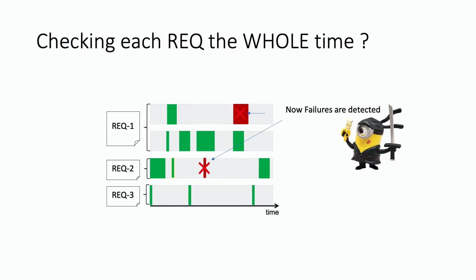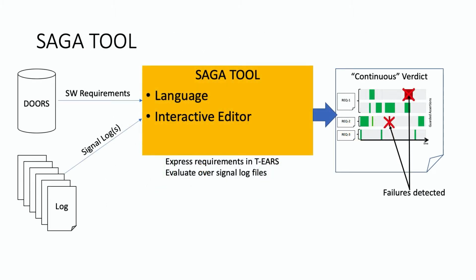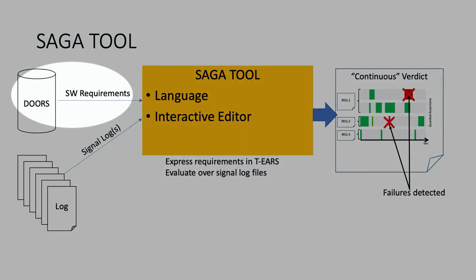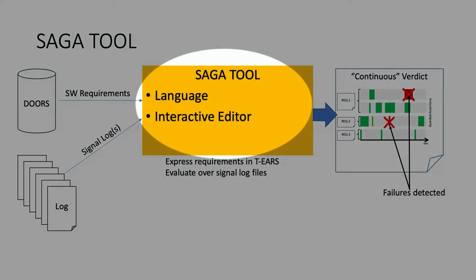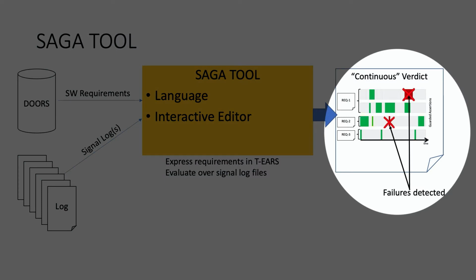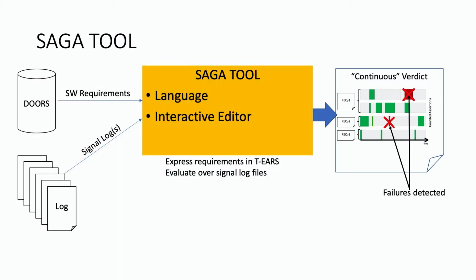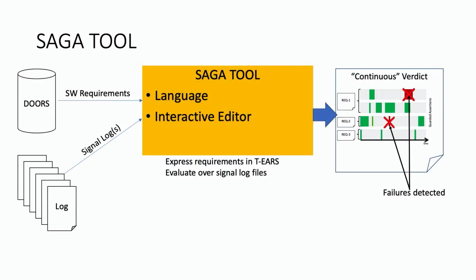So this is where the SAGA tool comes into play. The SAGA tool allows you to express your requirements in a way that they could be checked continuously over the whole log sequence. In this demo, I will show you how to take the requirements in, for example, a DOORS repository and express them in a language that allows us to evaluate them continuously using the interactive editor in the SAGA tool. This interactive editor is capable of reading old signal logs, which makes it much more simple to complete the expressions.